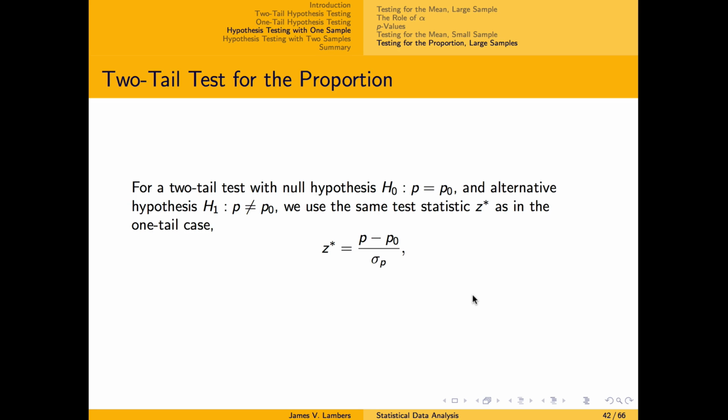For the two-tailed test, we use exactly the same test statistic and reject H0 if the absolute value of z star is greater than z alpha over 2. Again, the same process as in testing the mean. The only significant change is in the standard error.